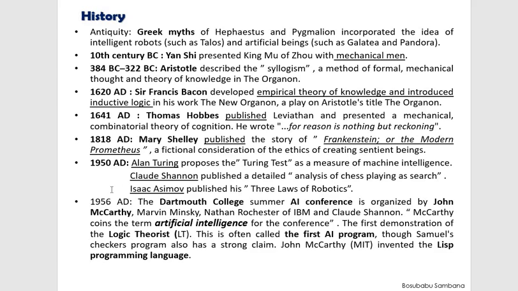Later, in the 1950s, the original research works were going on. Alan Turing proposed the Turing test as a measure of machine intelligence. We know this very well: the Turing machine, the Turing test. Alan Turing's work produced significant results and remarkable codebreaking against the German war machine during the Second World War. Claude Shannon published his analysis of chess playing as a search.